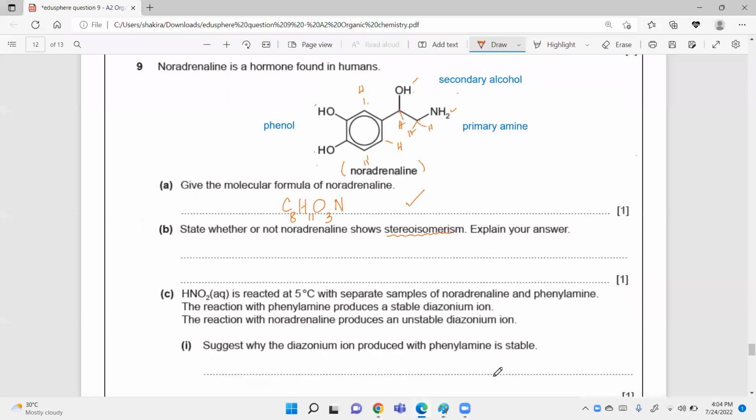State whether or not noradrenaline shows stereoisomerism. Okay, we'll see. Definitely, this cannot show cis-trans isomerism, so geometrical isomerism, because there are no double bonds to be seen in this area. But I can see a chiral center. What is the chiral center? A chiral center is a carbon atom which has 4 different groups of atoms attached to it. So this is a chiral carbon.